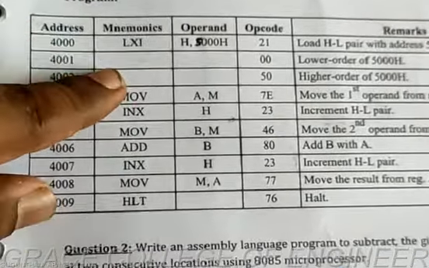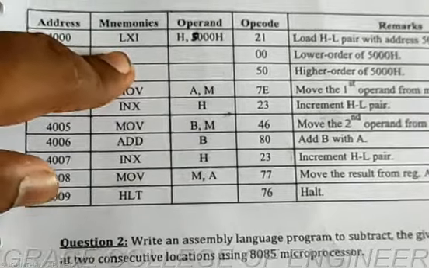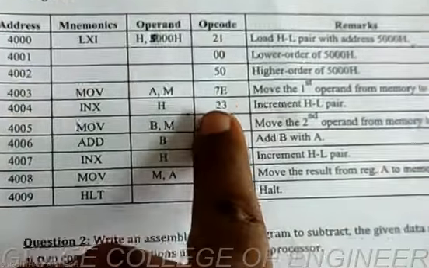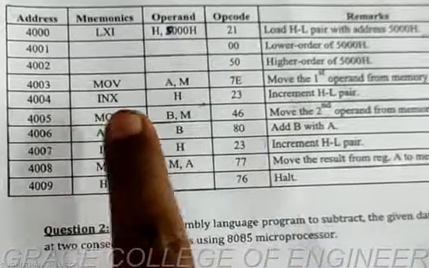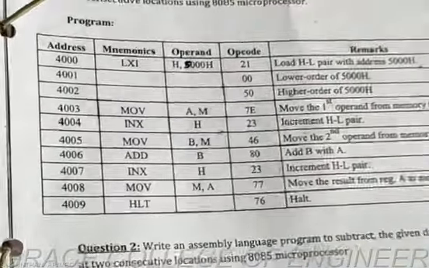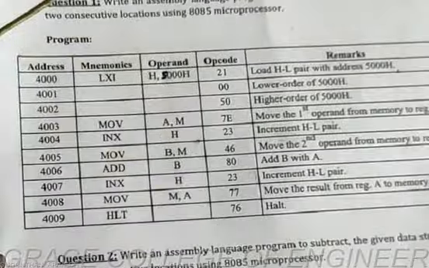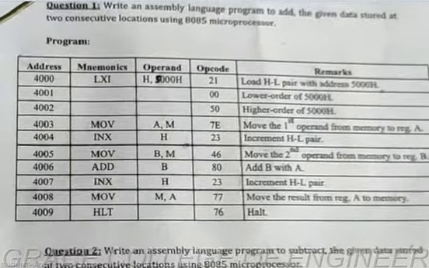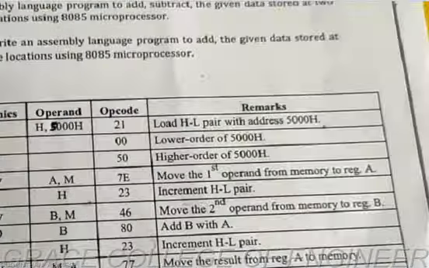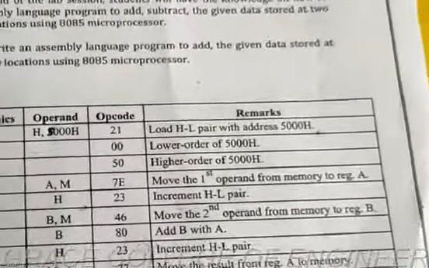Mnemonics is one input of this microprocessor, and opcode is another input. We choose any one; here we are choosing the opcode. This is the input of the microprocessor kit. We are giving the opcode. First address is 4000.